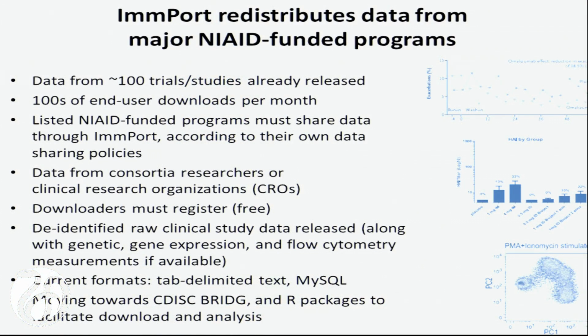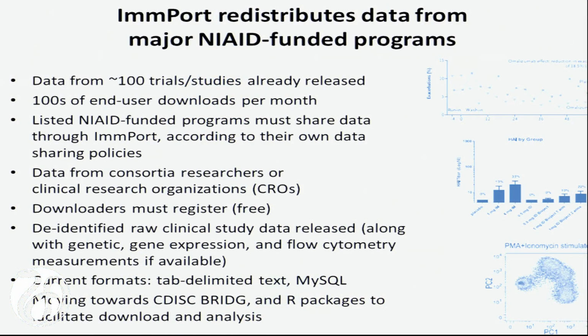Just to go right to the model, this is the model. We take data from funded consortia, for example, the Immune Tolerance Network and kidney transplantation, and many other studies. They have their own data sharing policies, so we don't write them. We can share what others do in their peer group, but they have to write their policies. But when they've written them, we help them enforce them. If they say they're going to share the data, we're ready to take it. So we have hundreds of end-user downloads of this raw clinical trials data.